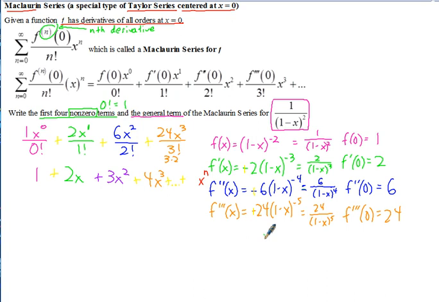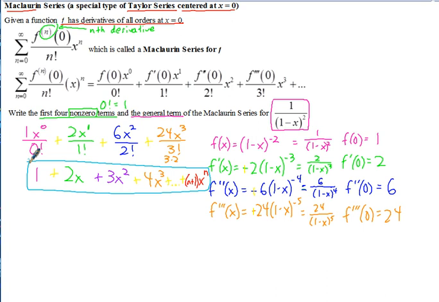And then notice, what's the pattern here? Well, this number is 1 bigger than our exponent. So how can we write that in terms of n? Well, since this is n, if it's 1 bigger than it, then the coefficient out in front would end up being n plus 1. So that represents our general term. So there's the first 4 non-zero terms and the general term of the Maclaurin series.